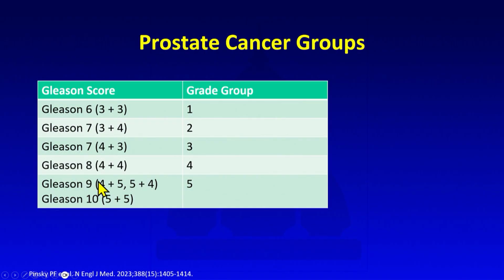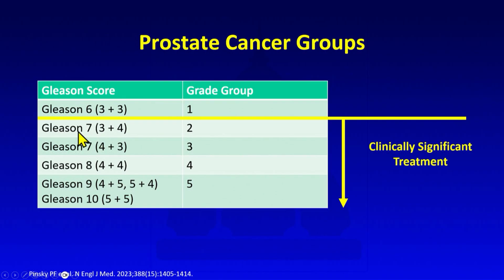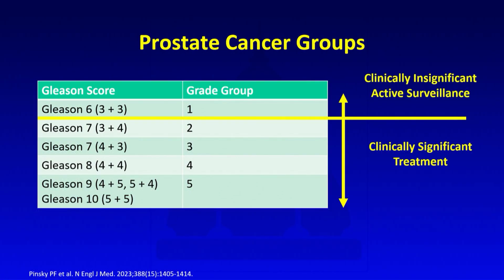More recently, there's a newer grouping with what's called a grade group, in which they reorganize the Gleason scores into these grade groups. And the rationale is that anything Gleason 7 and up, or grade group 2 and up, are considered clinically significant prostate cancers that need to be treated. Anything that's Gleason 6 or grade group 1 or below are considered clinically insignificant and don't warrant treatment right away, and those men can undergo active surveillance.